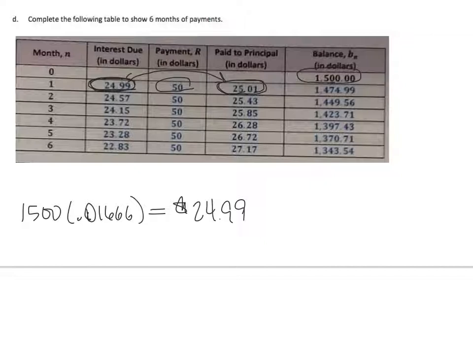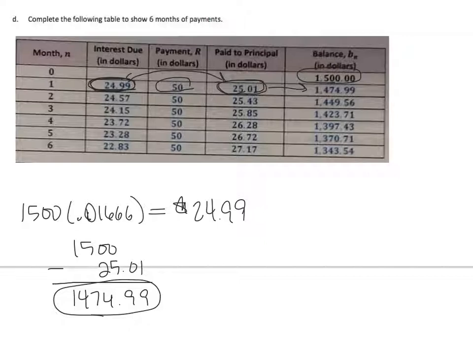Then I subtract from my balance. Sorry, I don't add those up; I subtract from my balance. My balance is the original amount minus what I pay to principal. The interest doesn't go towards the principal because it's interest. So 25.01, yep, and 1474.99. So this is my new principal, which is right there.